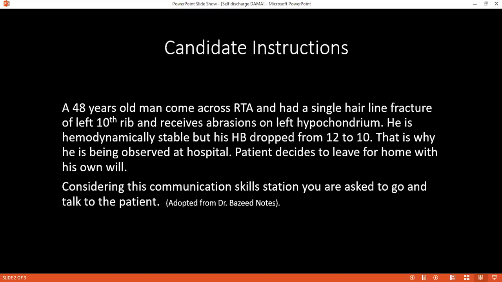But I want to leave. I have to leave. We respect your decision. According to that, we need you to sign some papers because you are discharging against medical advice. Can you sign these, please?